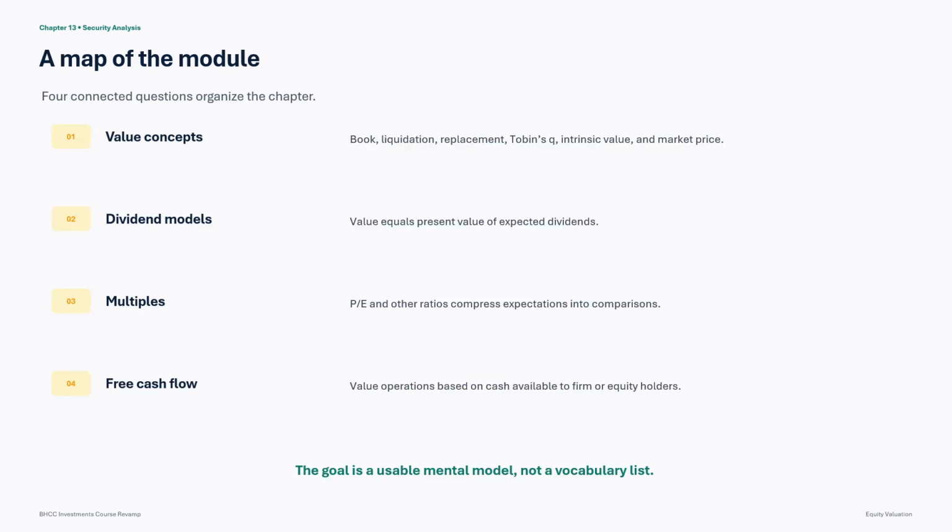The module is organized around four connected questions. Question 1 is value concepts. We begin with book value, liquidation value, replacement cost, Tobin's Q, intrinsic value, and market price. Each measure answers a different question.